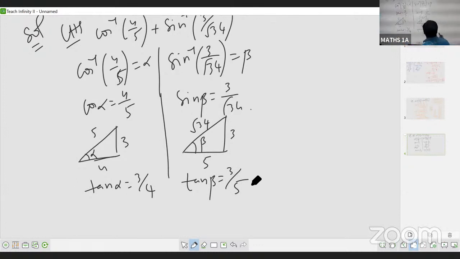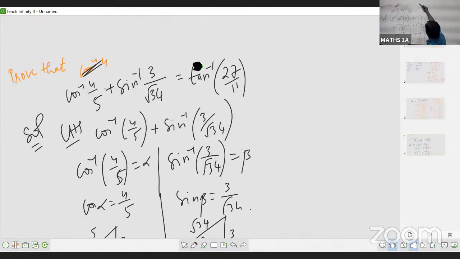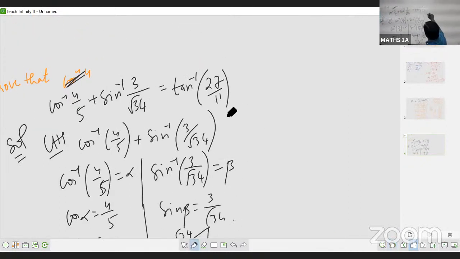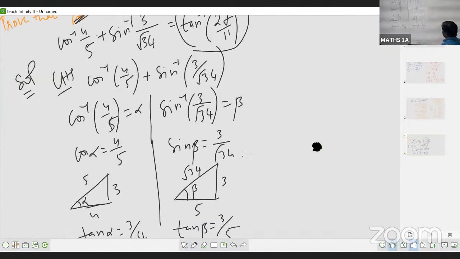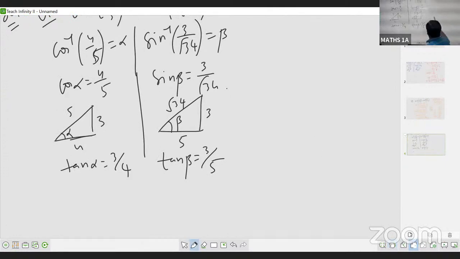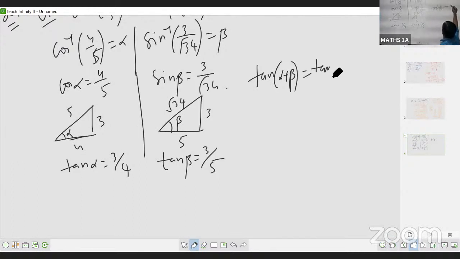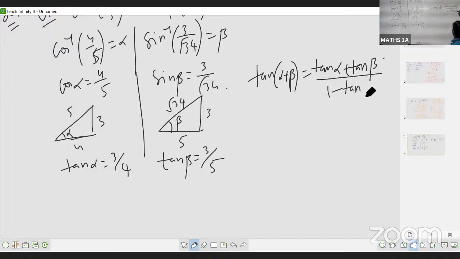Now what is being asked actually in the question? You see the question once. RHS is asking us to find tan inverse. So I want it in terms of tan inverse. Is it clear? So that's why I got tan alpha, tan beta. Now I will take tan of alpha plus beta. That is tan alpha plus tan beta by 1 minus tan alpha tan beta.